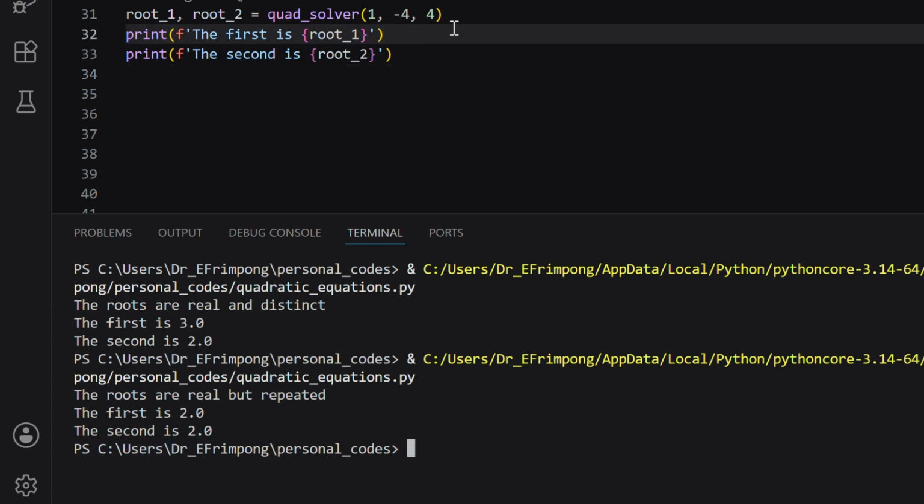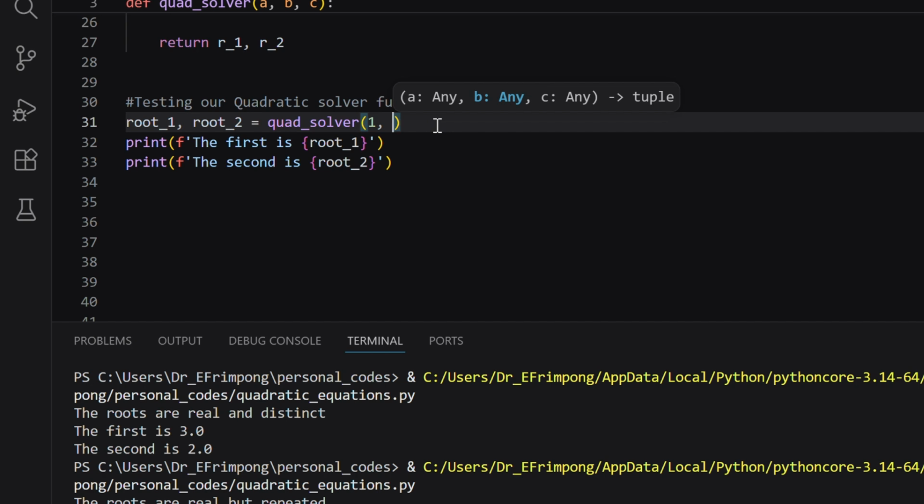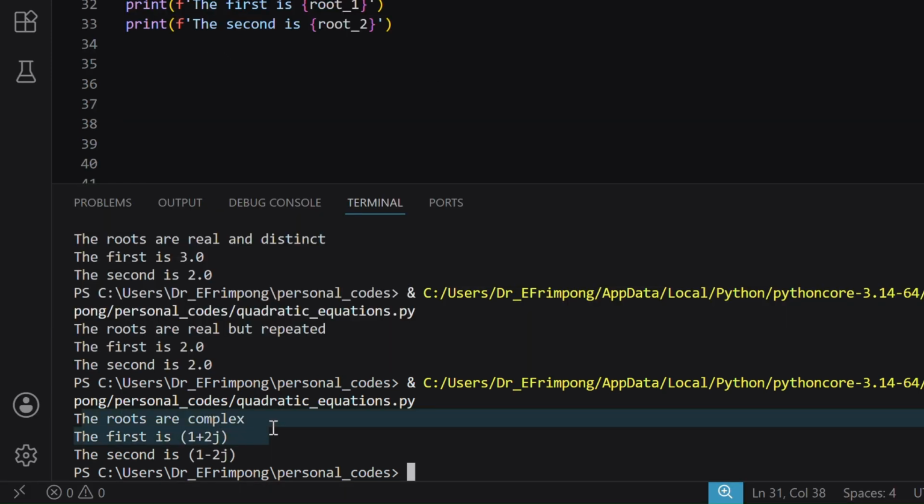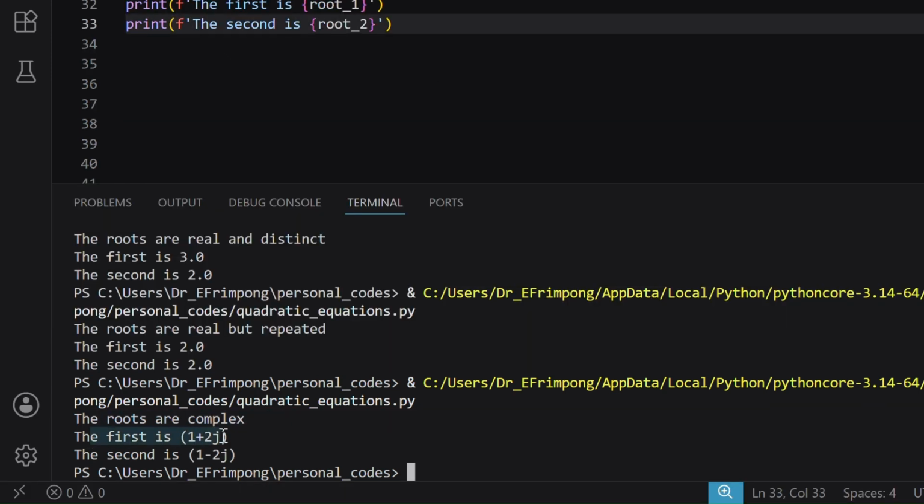Now let's try that of a complex root. So here a is 1, b is -2, and c is 5. The roots are complex. The first root is 1 plus 2j, and the second root is 1 minus 2j. So that's how you can write a function in Python to solve any given quadratic equation.